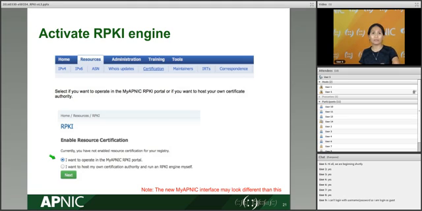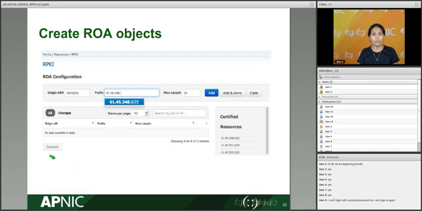Now, to be able to get to this, it's not available to just anyone who has MyAPNIC access. Usually, you should have certain privileges, and you should have a digital certificate installed to see this. So if you're having issues and the RPKI engine is not showing up in your case, just give us a call, talk to our help desk team, and they'll be able to help you out with that. Now, once you've done that, you create your ROA object.